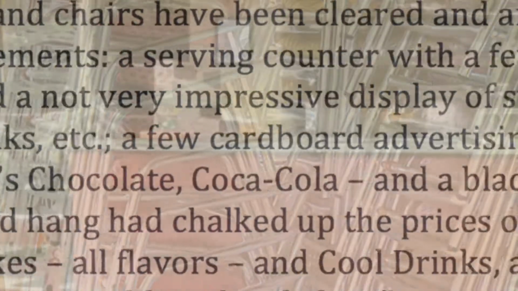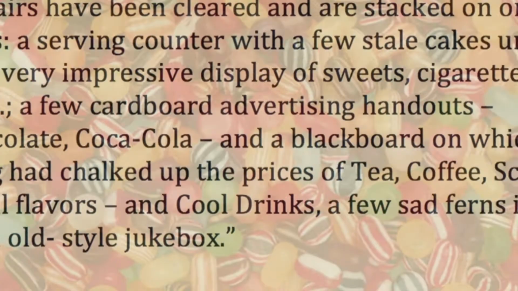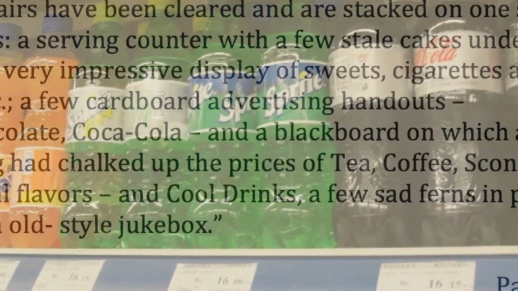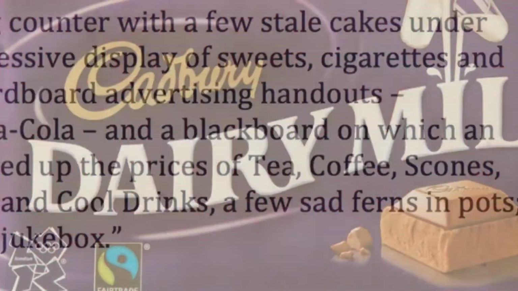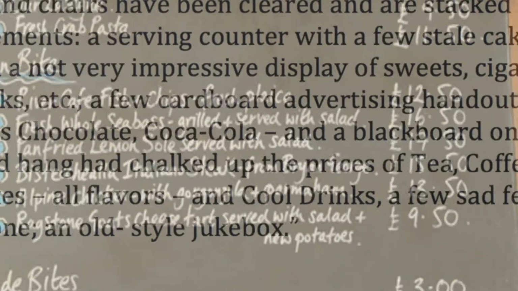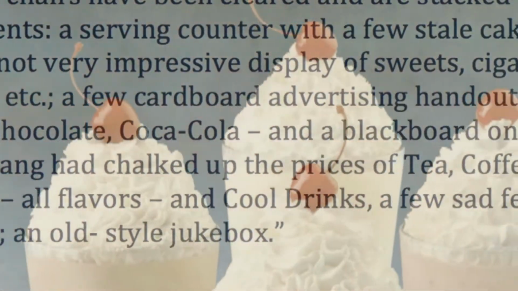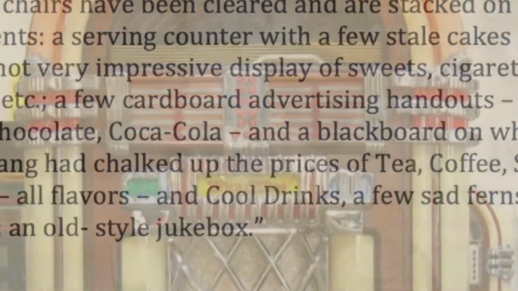"Other elements, a serving counter with a few stale cakes under a glass, and a not very impressive display of sweets, cigarettes, and cool drinks, etc. A few cardboard advertising handouts, Cadbury's chocolate, Coca-Cola, and a blackboard on which an untrained hand had chalked up the prices of tea, coffee, scones, milkshakes, all flavors, and cool drinks, a few sad ferns and pots, a telephone, and an old-style jukebox." This quotation really goes into describing what the scene looks like.